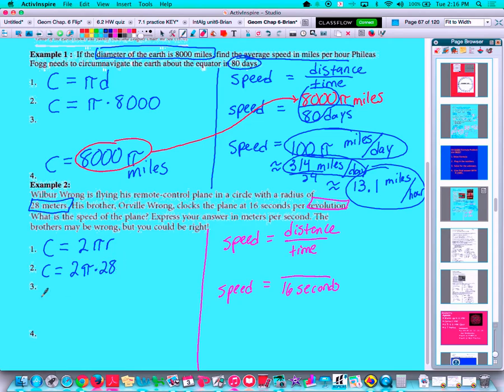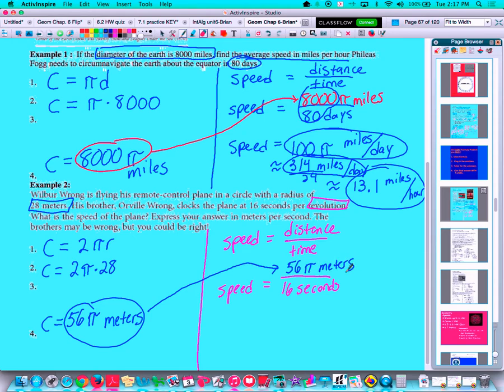So let's just clean this up a little bit. 2 times pi times 28 is going to be 56 pi. 2 times 28, and again, we're leaving it in terms of pi. So the circumference is exactly 56 pi meters. Okay, so now we have that circumference, which is the distance around the circle. So we'll plug that in now, 56 pi meters.